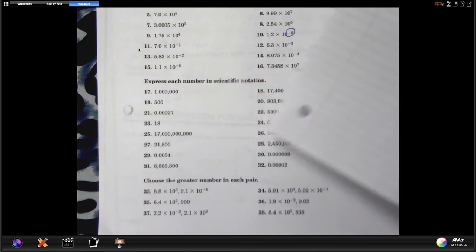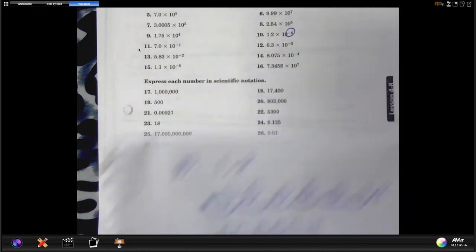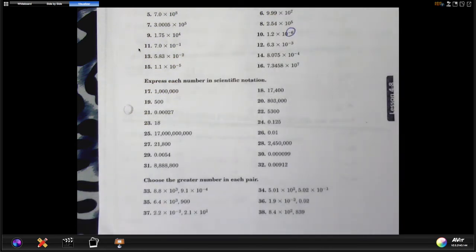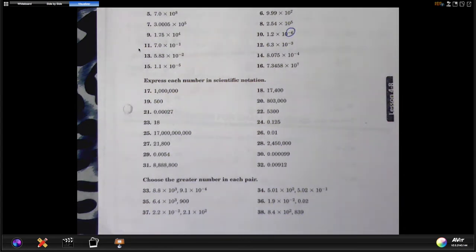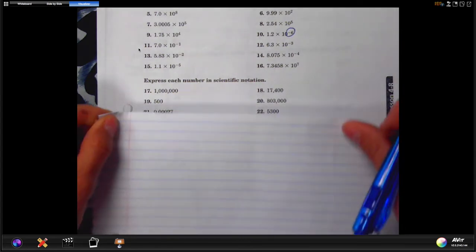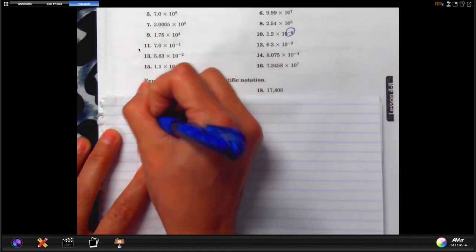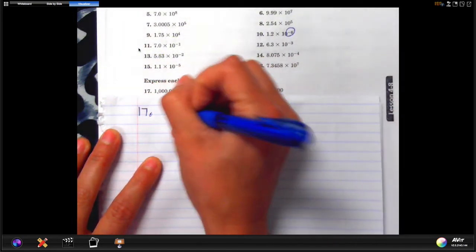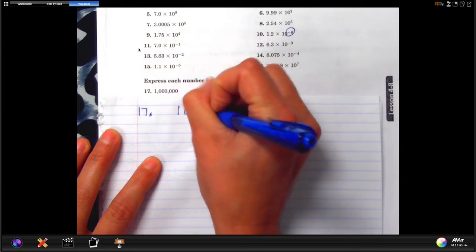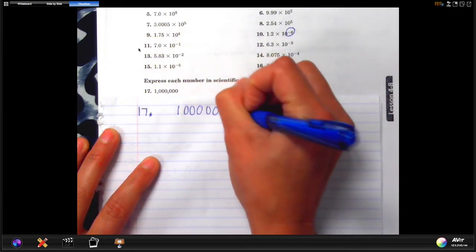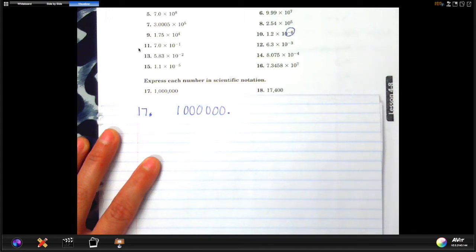Okay. The next section, let's skip to it so you have some examples there. Express each number in scientific notation. Let's start with number 17. You've got 1 million. I like to rewrite it with no commas in it, and the decimal goes at the end.